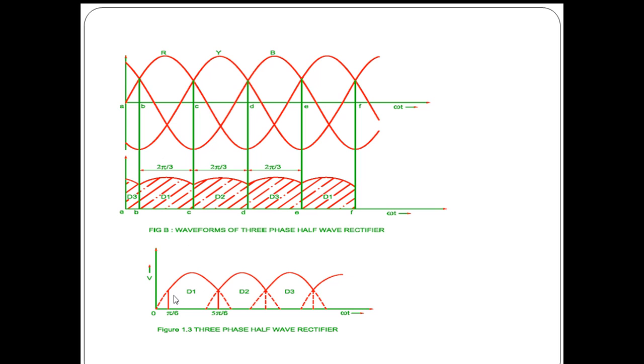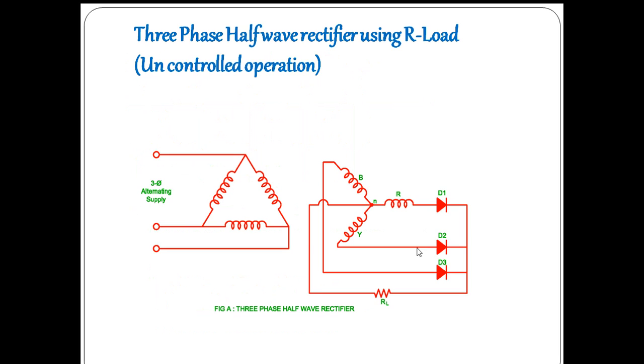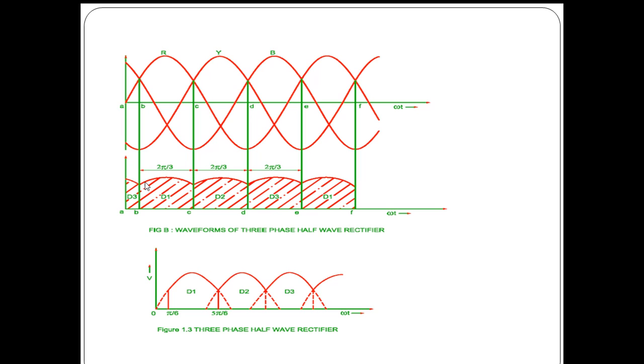And we are getting output voltage due to diode D1. From supply R phase, the current will be going through diode D1, through the load resistance and to the neutral point. Current will be going in this path, and we are observing output voltage like this. So this output voltage will be available here.